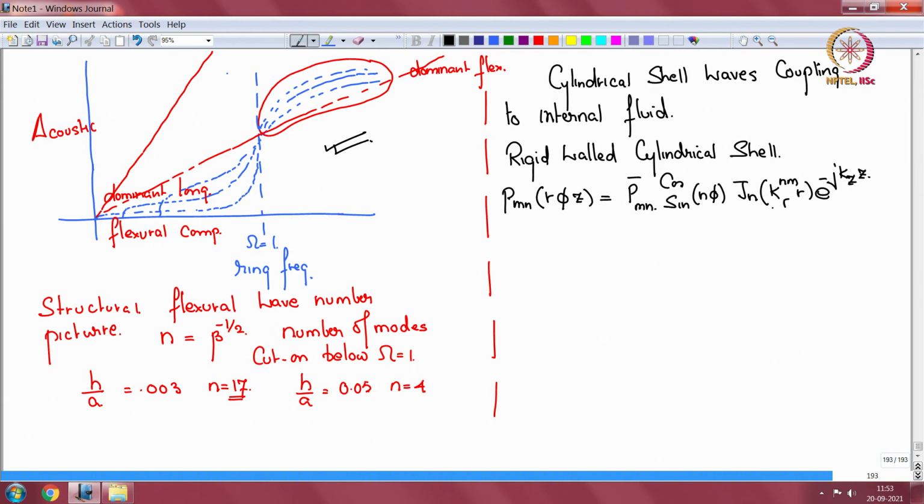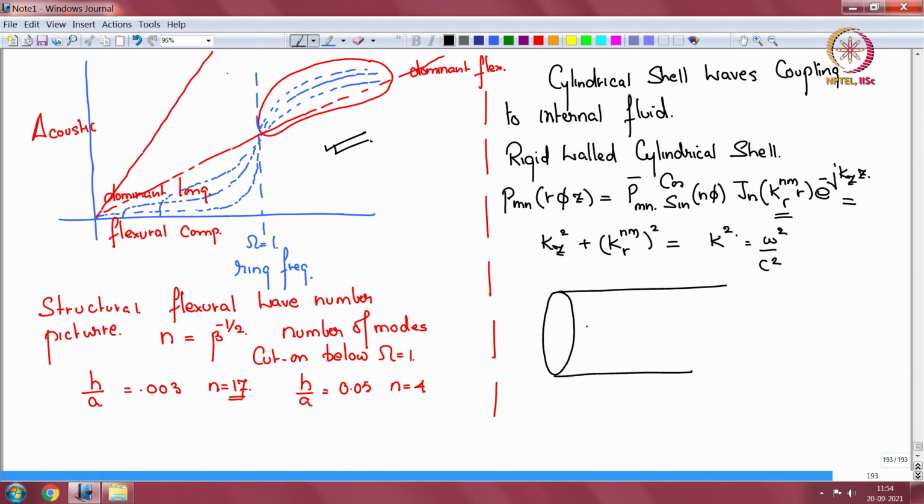Now how are the k's related? k_z squared plus k_nm^r whole squared is equal to k squared. So now you are aware of how the wave numbers add. At a given frequency I have a k, which is equal to omega squared by c squared. In the shell, which goes up to infinity, I have a k in some direction that shall be equal to k_z in the z direction versus k_nm^r in the radial direction. That is what this equation is saying.